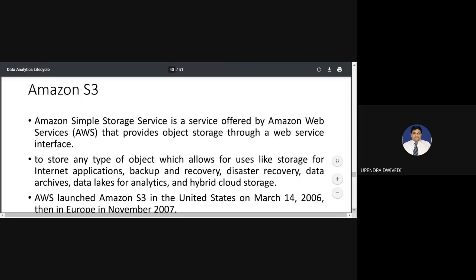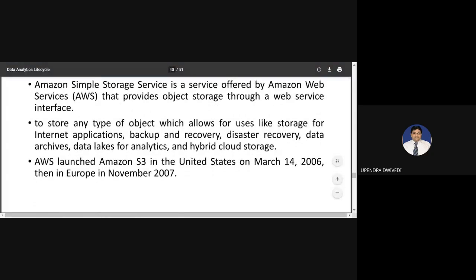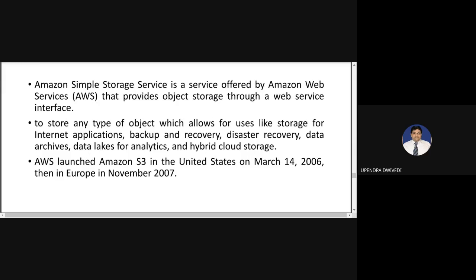So you can store any type of object. Suppose you are working on an internet application, backup recovery, disaster recovery, data archive, data lakes, or hybrid cloud storage. All these kinds of applications can generate objects, and these objects can be stored using Amazon S3. S3 was launched in 2006 in the US and again in 2007 in Europe.